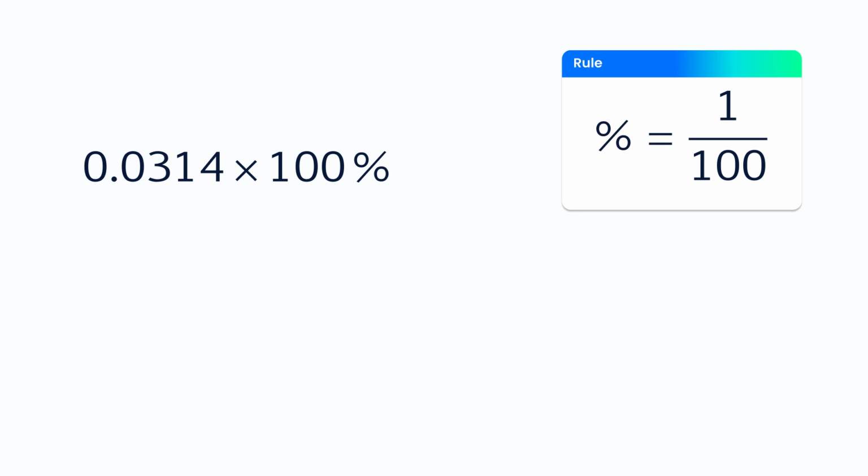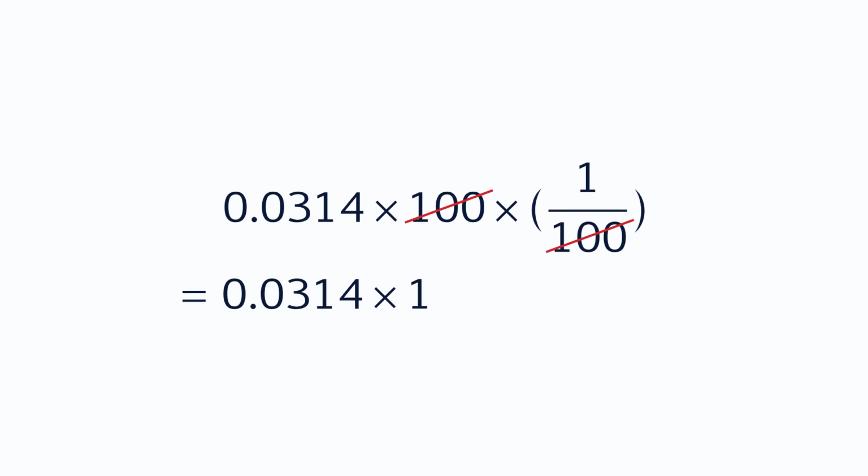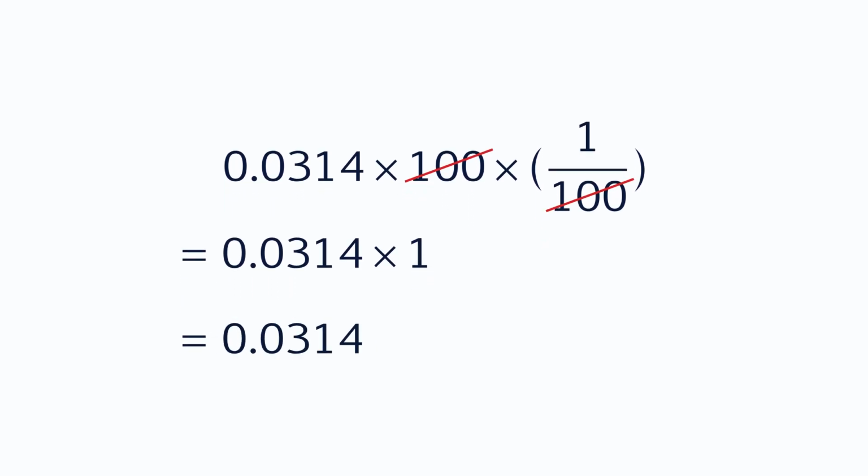Let's return to the previous example to show why you can multiply by 100% without changing the value of the number. Start off with 0.0314 times 100%. You now know that the percent sign has the numerical value 1/100th. So you can replace the percent sign with 1/100th. Now you cancel out the hundreds, and you're left with multiplying by 1, which equals 0.0314. So multiplying by 100% is the same as multiplying by 1, leaving the quantity unchanged.